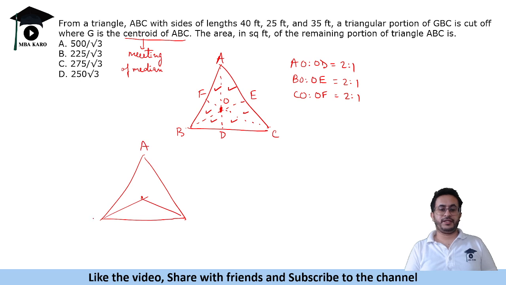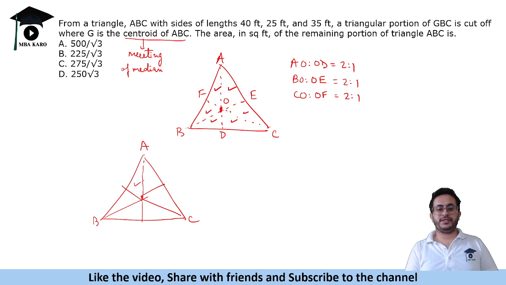So this is the triangle ABC, and G is the centroid, right? So GBC is cut off, right? When we have G as the centroid, let's just complete it like this.